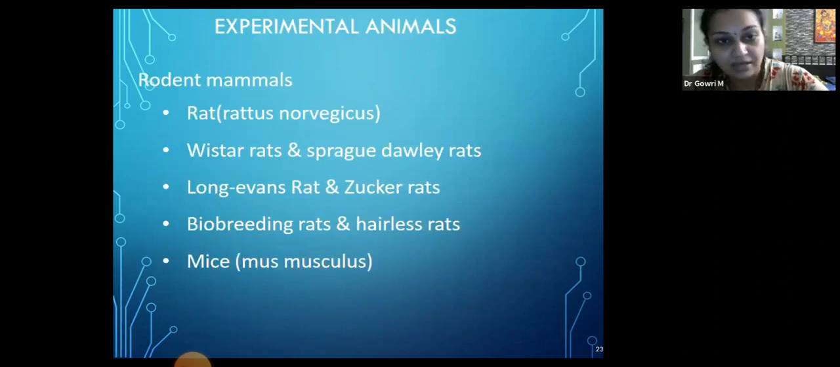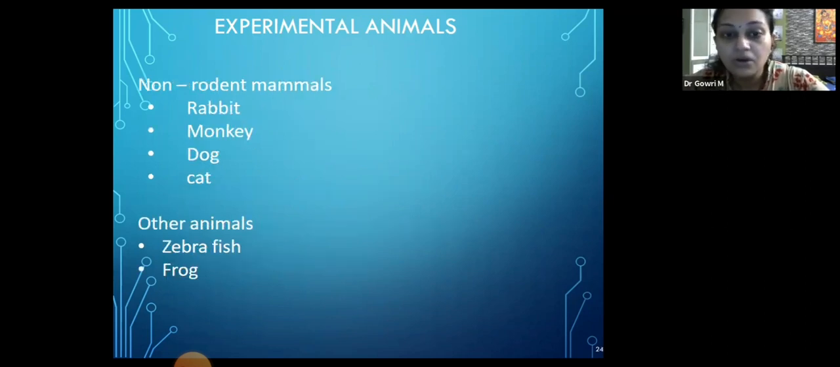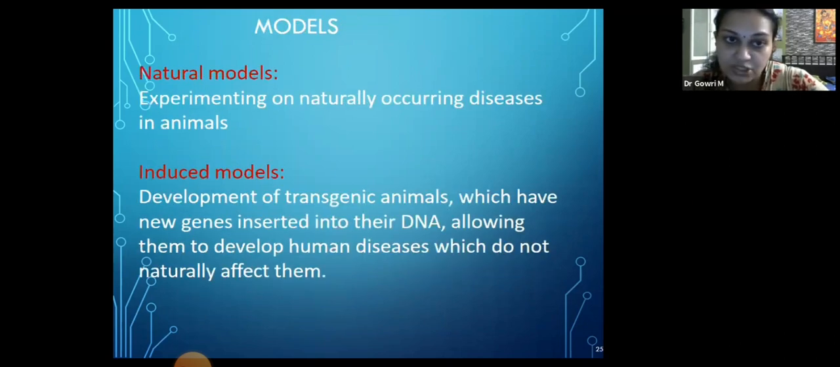Next, experimental animals. So what are the experimental animals? Rodent mammals. That is rats, Wistar rats or Sprague-Dawley rats, Long Evans rats, Zucker rats, biobreeding rats, hairless rats, mice. All these are experimental animals that come under rodents. Non-rodent mammals are rabbits, monkeys, dog, cat. Other animals include zebrafish, frog, and all. Okay, so these are the usual experimental animals that we take for experimental pharmacology.